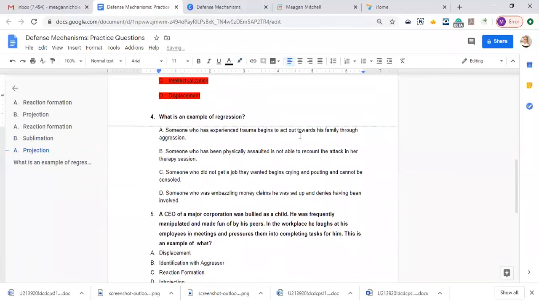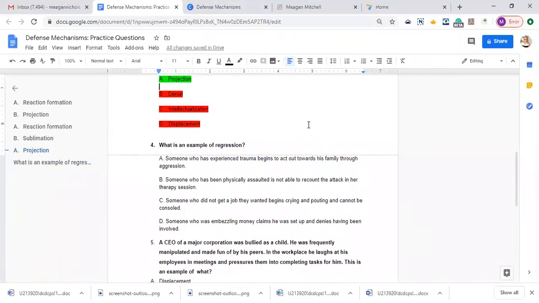Number 4, what is an example of regression? A, someone who hasn't experienced trauma begins to act out towards his family through aggression. B, someone who has been physically assaulted is not able to recount the attack in her therapy session. C, someone who did not get a job they wanted begins crying and pouting and cannot be consoled. D, someone who was embezzling money claims that he was set up and denies having been involved.